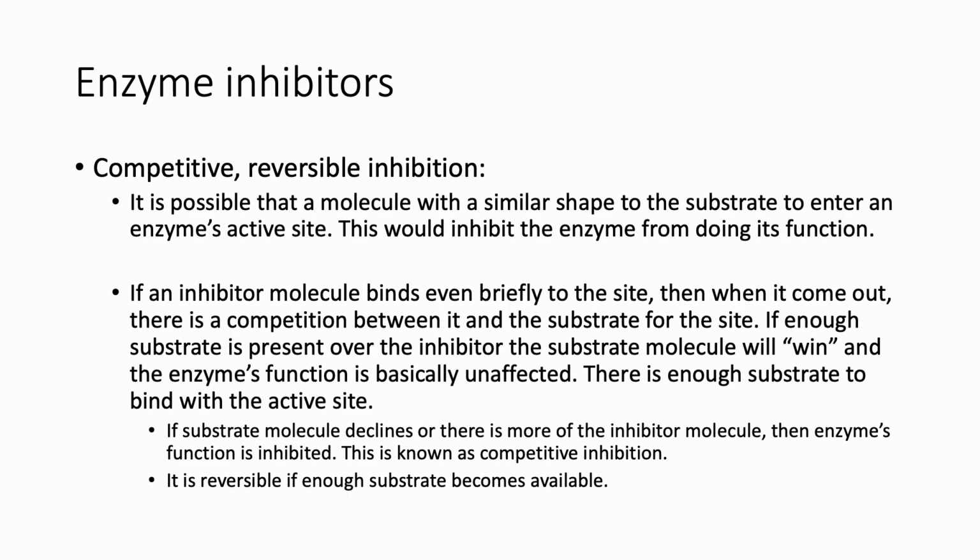If enough substrate is present over the inhibitor, the substrate molecule will win, if you will, and the enzyme's function is basically unaffected. There's enough substrate to bind with the active site. If substrate molecules decline, or there are more inhibitor molecules, then the enzyme's function is going to be inhibited. This is known as competitive inhibition. It is reversible if enough substrate becomes available.